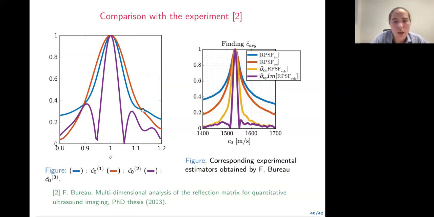So in blue, what you have is the first estimator when you average the square of I. In red, this is the estimator when you take the Argmax of the first singular vector of this matrix K. And in purple, it's the derivative of the imaginary part. So you see that qualitatively, we get very similar results. So we were very happy about that.